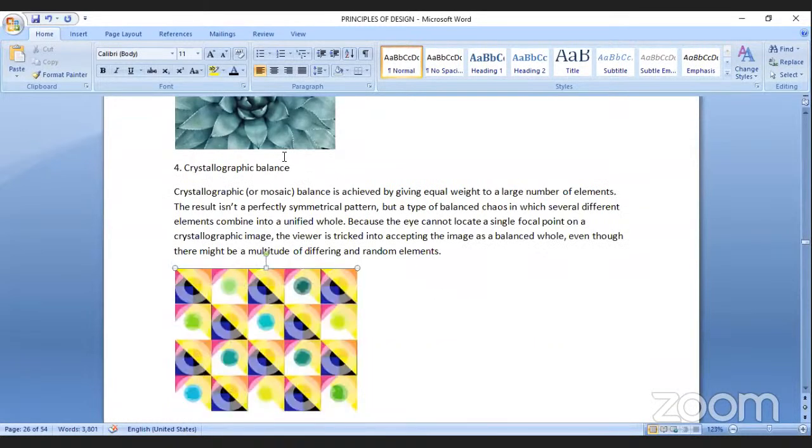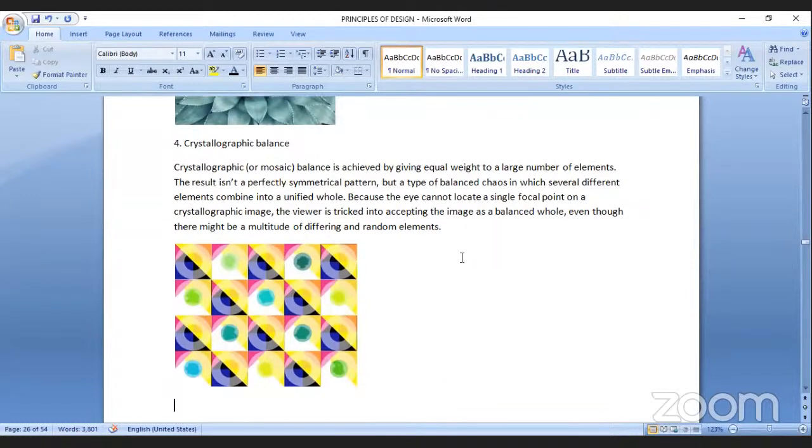Next up, crystallographic balance or mosaic. Mosaic means different types of tiles arranged. It is achieved by giving equal weight to a large number of elements, formed by smaller elements. This may not always be a symmetrical pattern, but it looks balanced. Organized chaos, they call it. Because there are many images, your eye doesn't fall on one particular thing, so that's why it looks balanced.